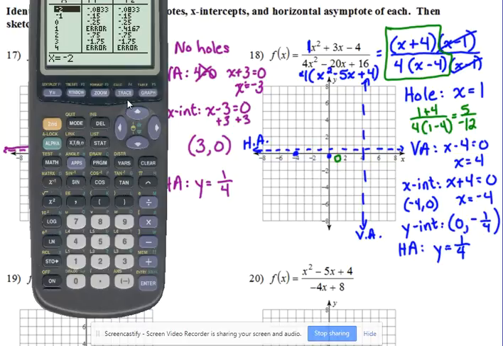Okay, second graph. I want to look at the table first. Before I look at the graph, I'm going to look at the table to make sure that everything that I've written down so far is correct. All right, so my y values match, so I know that I factored and simplified correctly. Okay, I can confirm my hole when I go to x equals 1. I have an error in y1, but in y2, look at that number right there. That was that negative 5/12 that we found.